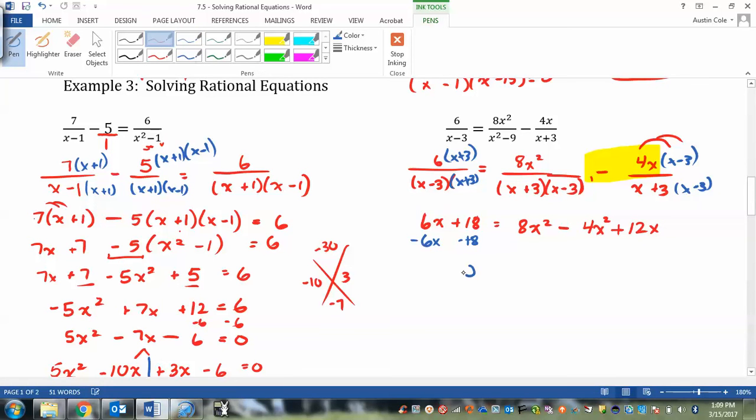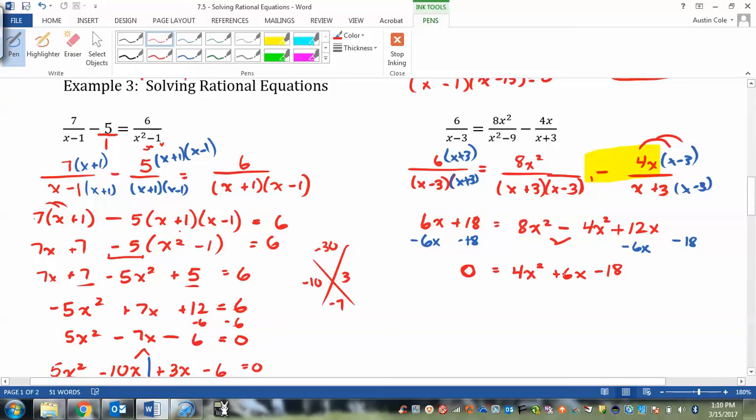So I'm going to get 0 on the left. Computer's lagging a little bit. Equals, so I'm going to minus 6x, and then minus 18. So I should combine like terms here between those two, and that gets me 4x squared minus 6x minus 18. Ooh, plus, thank you, plus 6x.